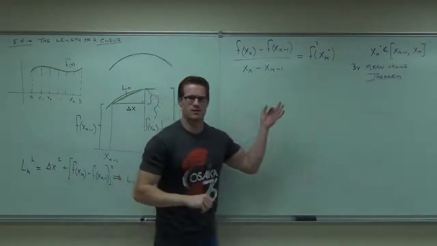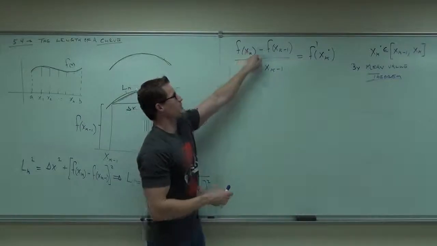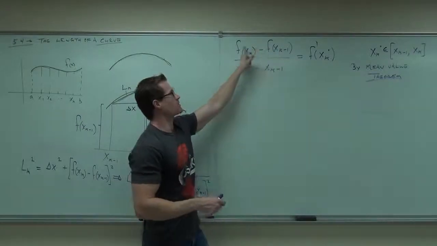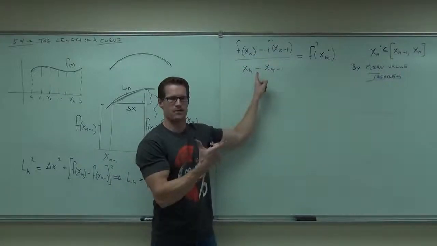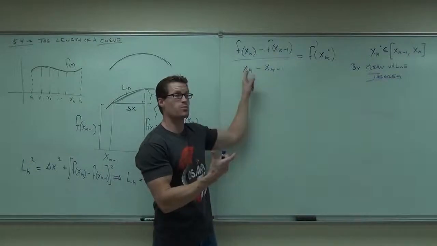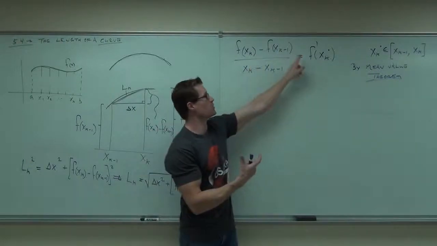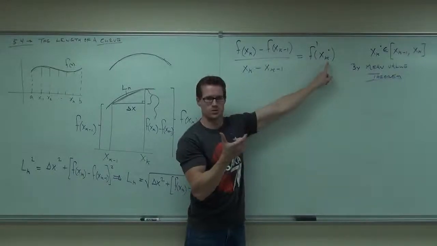By the way, did you believe me? See what this stuff actually is? I hope you see what it is. This is the change in height. We already have this on the board, actually. This is the change in height over the change in width. That, by definition, is the slope. The slope between two points must equal the slope of the function at some point that's between those two points. That's what the mean value theorem says. Believe it or not, that's true.